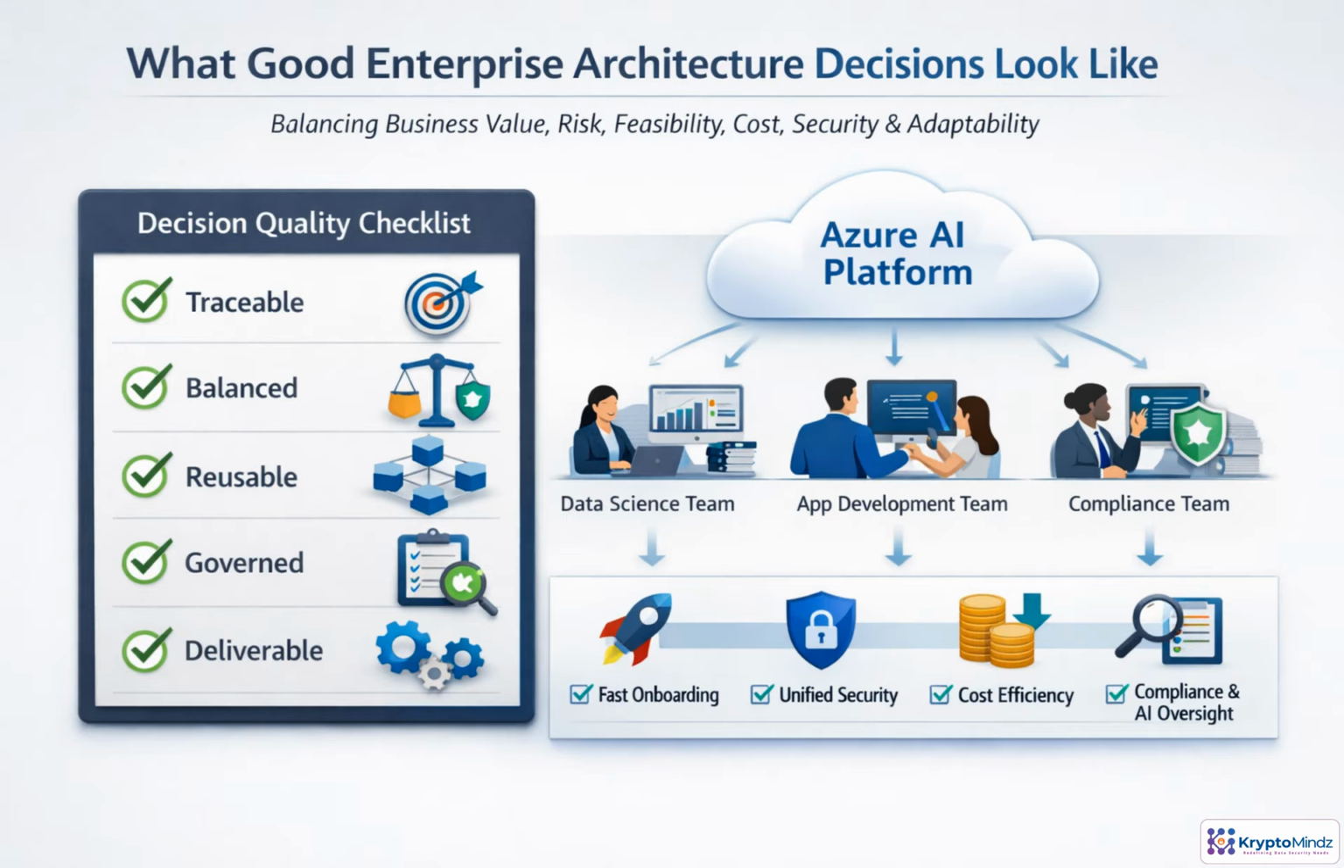Good enterprise architecture shows up in better decisions. A strong decision traces back to business goals, balances competing concerns, reuses proven patterns, meets governance expectations, and remains practical to deliver. The Azure AI example brings this together. One governed platform pattern helps teams move faster, apply consistent security, manage costs, and maintain responsible oversight as adoption grows.